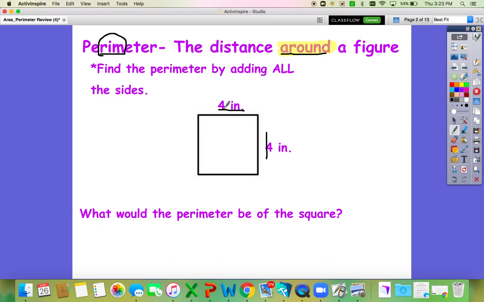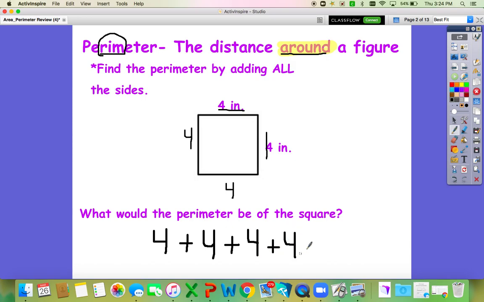Now, sometimes they will give you just one side or two sides, but friends, don't get fooled. You need to remember that perimeter is the outside of the entire shape. So I have to add up all 4 sides of this shape. I have 4 plus 4 plus 4 plus 4. So if I write that down, it would look like this. 4 plus 4 plus 4 plus 4.